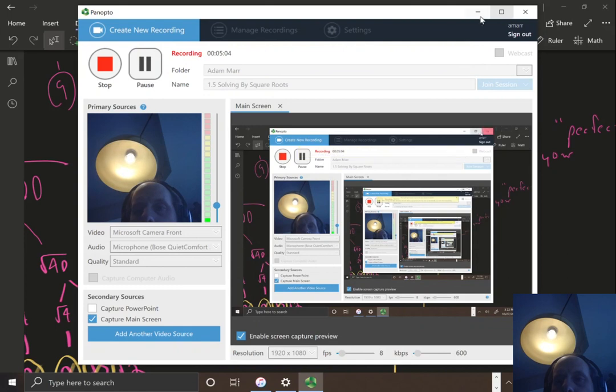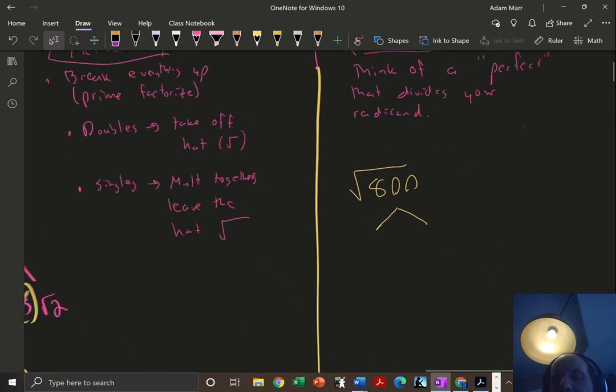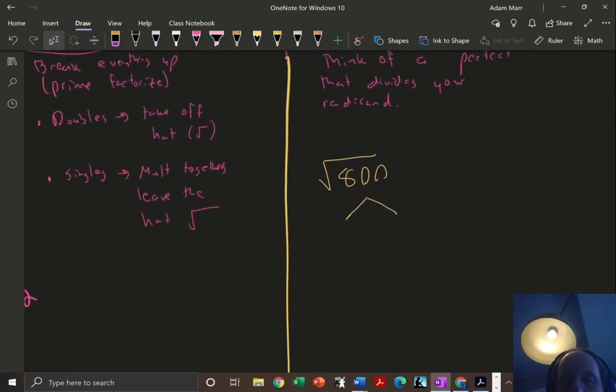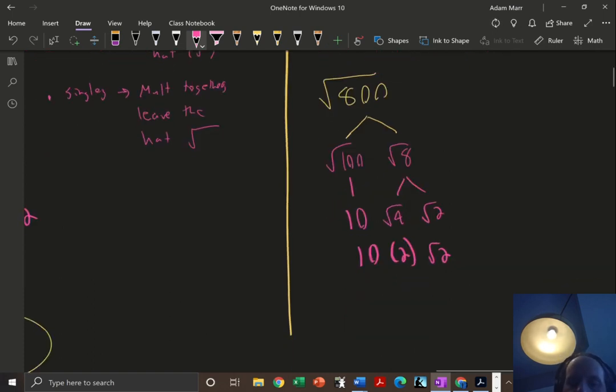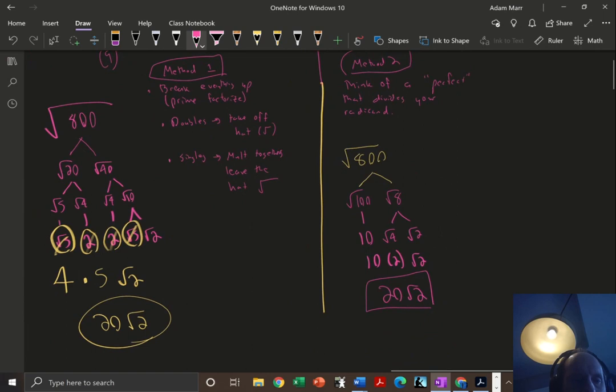So let's come back to this. Any perfect square that goes into 800. Well, I know that 100 is a perfect square, right? So I would say root 100, root 8, no problem. The square root of 100 is 10. The square root of 8 is root 4 times root 2. So it's going to be 10, and the square root of 4 is 2, and then we have root 2 here. That comes out to 20 root 2. So you could do it either way. Obviously, this second way is a little quicker than the first way, but they both give you the right answer, so it doesn't really matter.